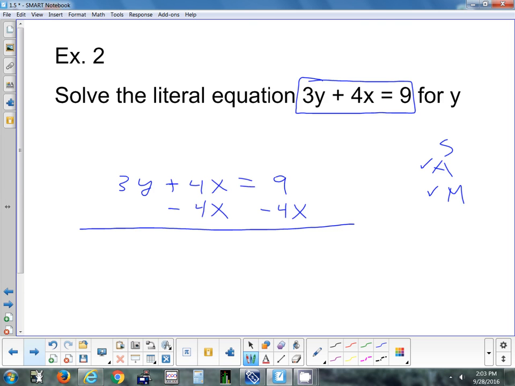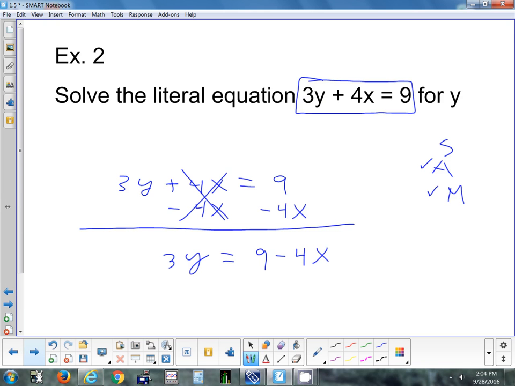Okay. And Sabrina, what's 4x minus 4x? 0. That's 0. And Kaylee, what's on the left-hand side now? 3y. And how about Vanessa? What's on the right-hand side? 9 minus 4x. Okay, yeah. So we have 9 minus 4x. Anybody think of another way you can write that right-hand side?